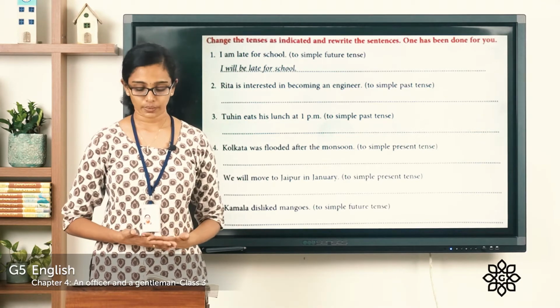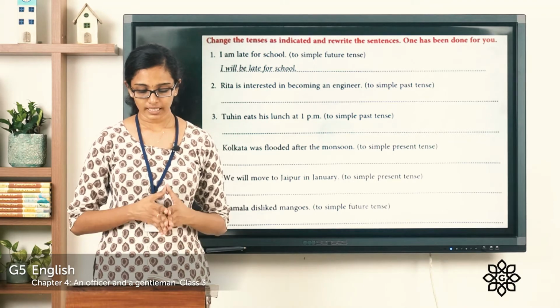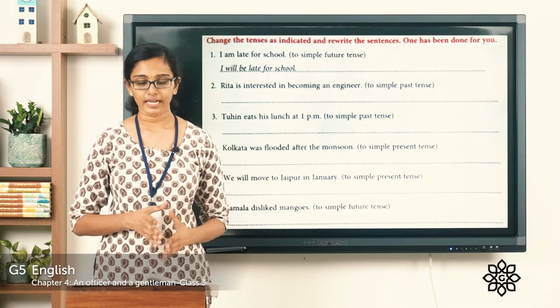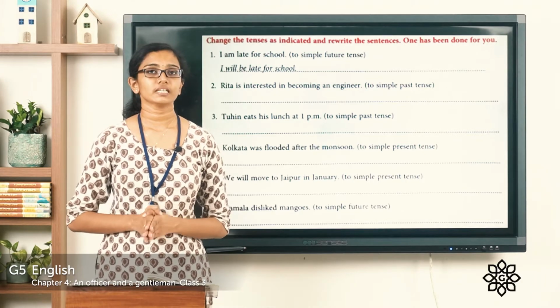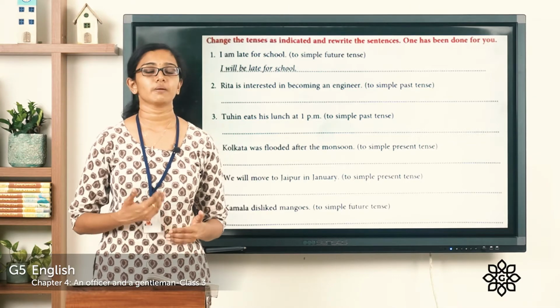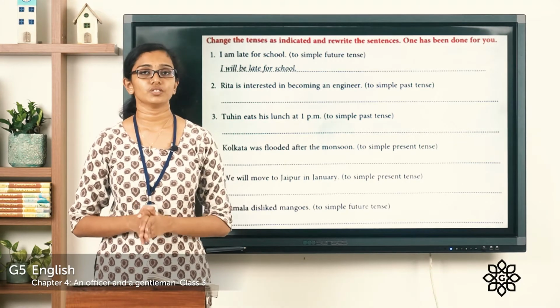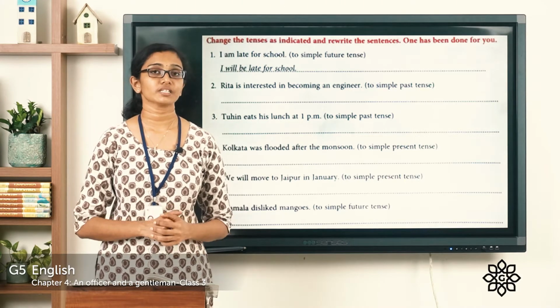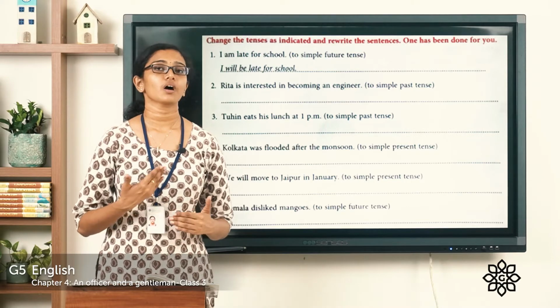Now let's see the second question. Let's do this one on our own. Question number 2. "Rita is interested in becoming an engineer." To simple past tense. So the given sentence here is in present tense form. Rita is interested in becoming an engineer. So right now she is interested to become an engineer. We are asked to convert the sentence to past tense. So this is will become was.